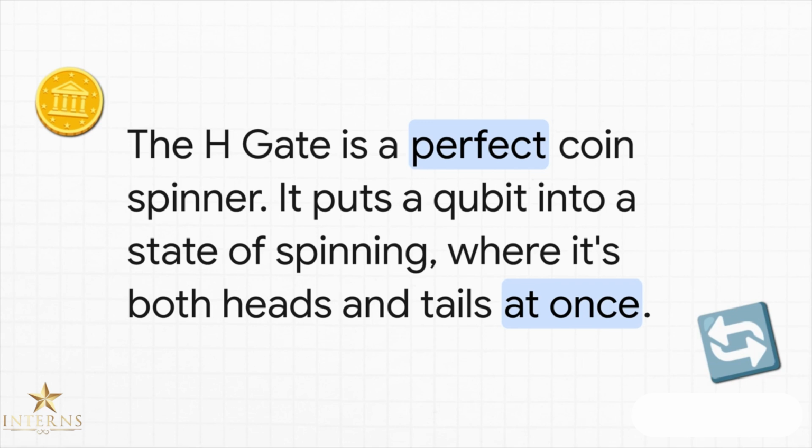It flicks it into a perfect spin, right on its edge. And while it's spinning, it's not heads and it's not tails. It's in a superposition of both. This ability to explore all the possibilities at once is the secret sauce behind the immense power of quantum computers.